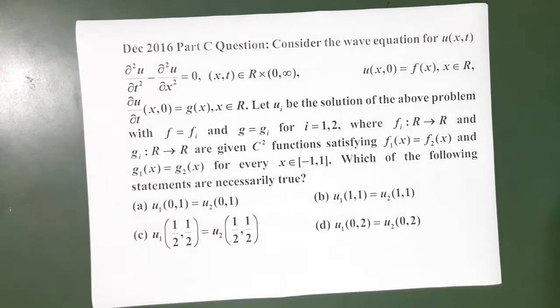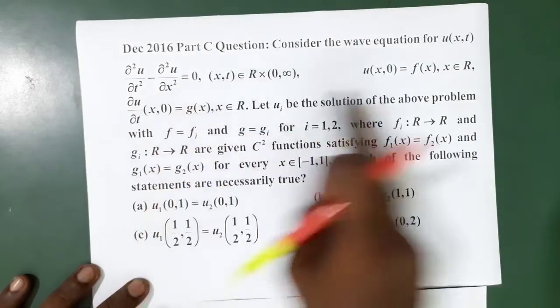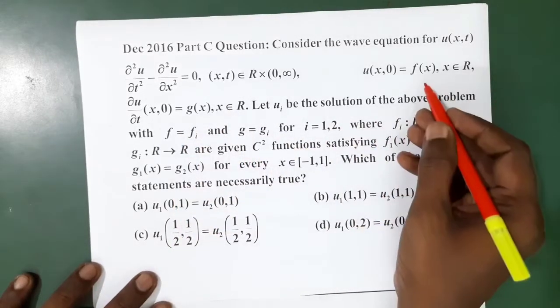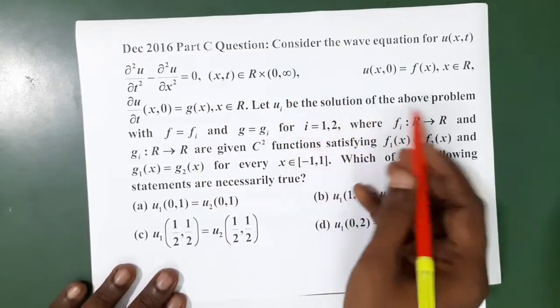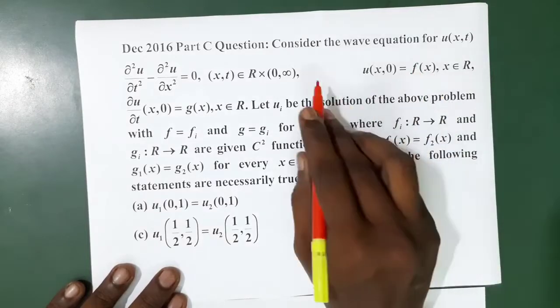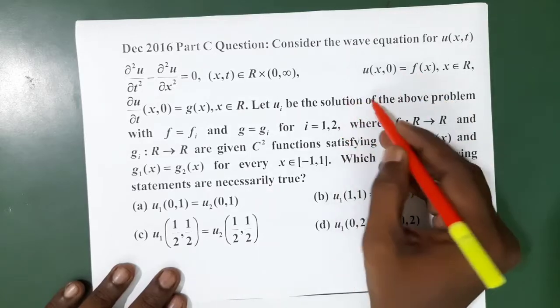This is a similar type of question. Again wave equation. So the question is, consider the wave equation for u of x comma t, with u of x comma 0 equal to f and u_t of x comma 0 equal to g. Initial position, initial velocity. Let u_i be the solution. If you put f1 and g1 we get one solution, and instead of f1 we put f2, we have another solution.